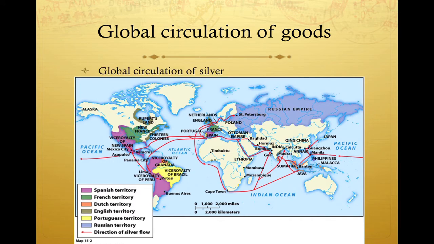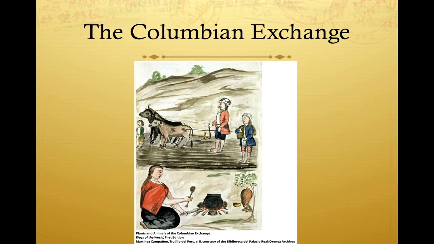And here it is, and this section reminds us that it was silver that was kind of the driving force of the commercialization and globalization of the trade during this time period. The next heading looks at the Columbian Exchange, and there's quite a bit of sub-bullets about it.